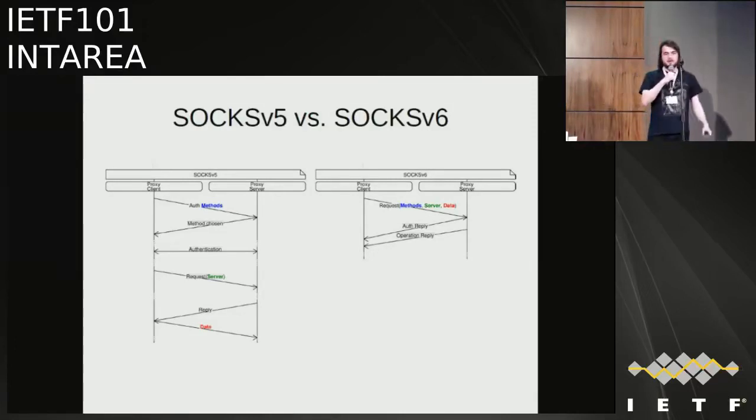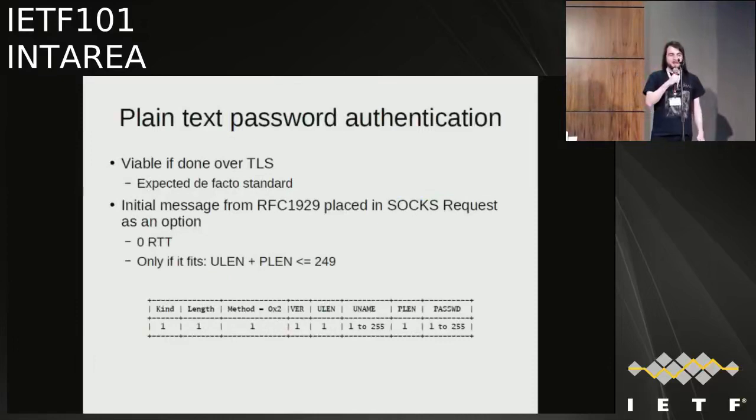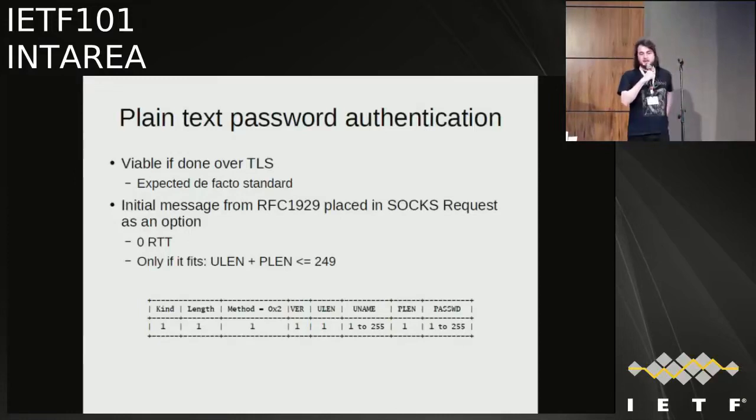Speaking of zero RTT authentication, this is how password authentication is done in a zero RTT manner. So RFC 1929 describes how password authentication is performed for SOCKS. Basically, we can just take the initial message sent by the client, which contains the username and password, and place it inside a SOCKS authentication data option.